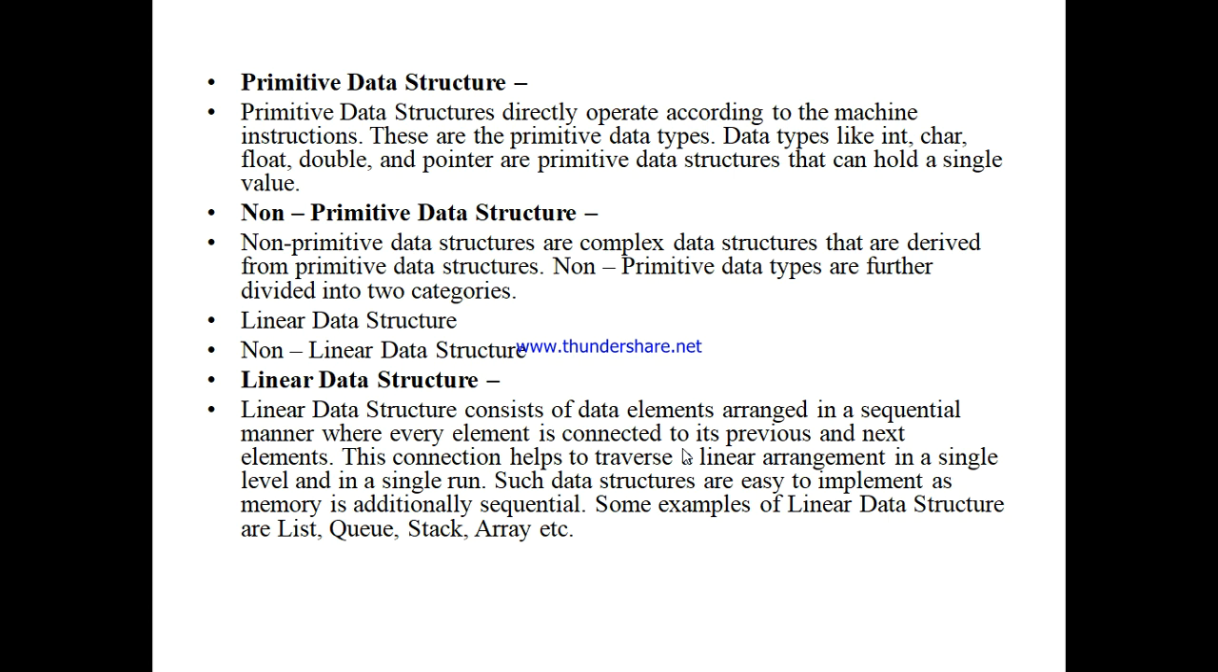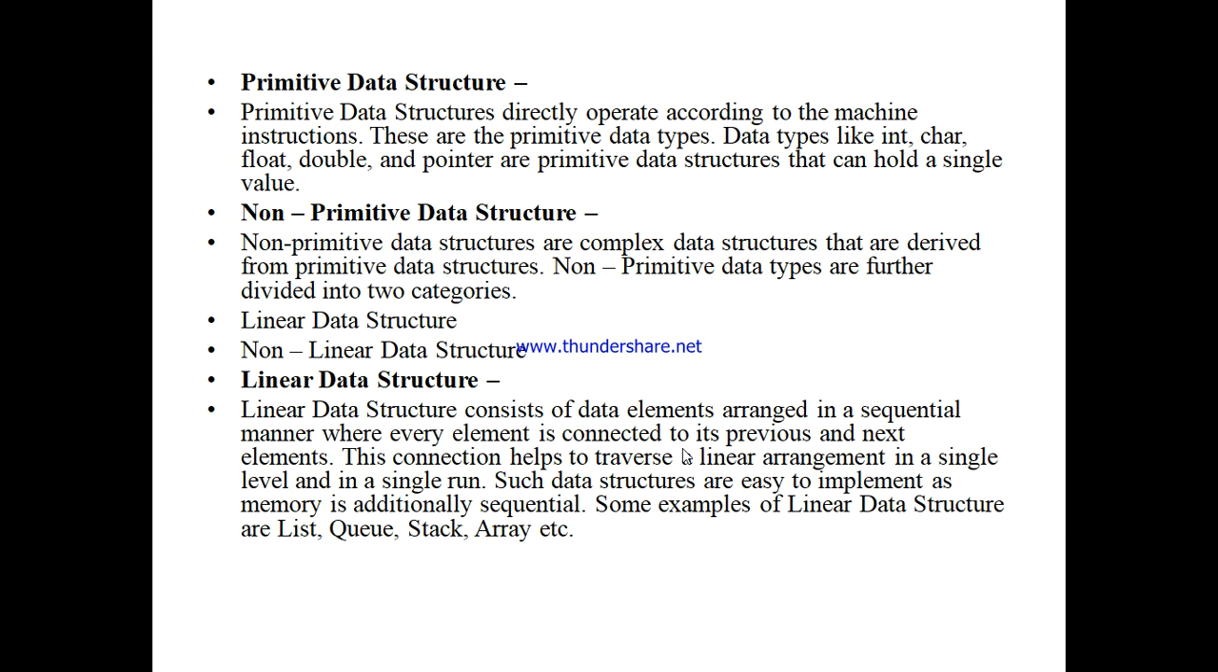Non-primitive data structures are complex data structures that are derived from the primitive data structures. In the non-primitive data structure, we can store multiple values as compared to the primitive data structure. So we will see the non-primitive data structure types. The first one is the linear data structure. In that, the data elements are arranged in a sequential manner. That means each and every element is connected to its previous and next node. This connection helps to traverse a linear arrangement in a single level and single run.